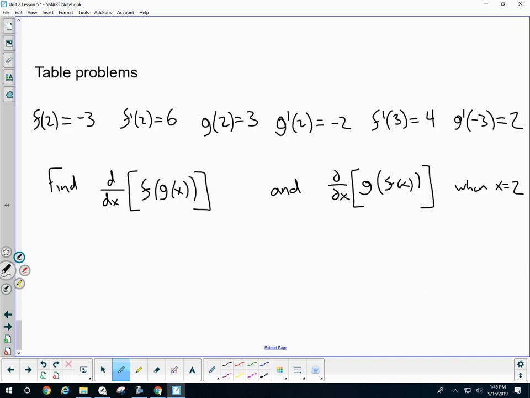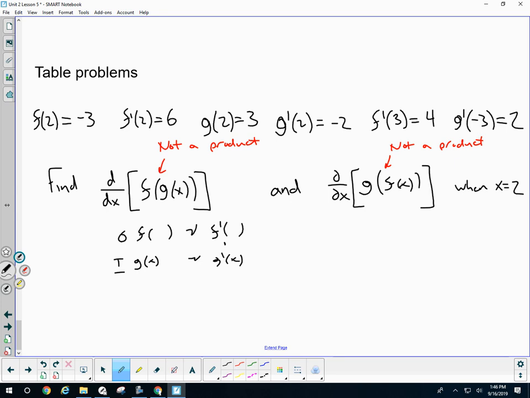Getting to the problems that we were introduced to last class, these table problems, where you're not given specific functions, instead just f's and g's. What is very, very important is to understand that this is not a product. You are not using the product rule. You have an outside, you have an inside. Write down what the outside is and the inside. Take the derivatives. Multiply those composed derivatives.